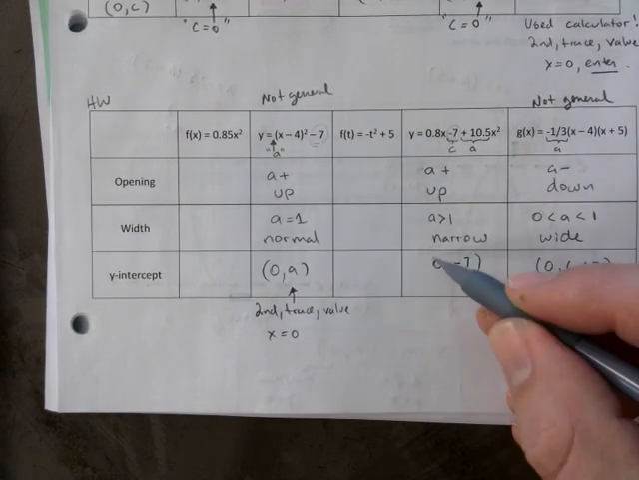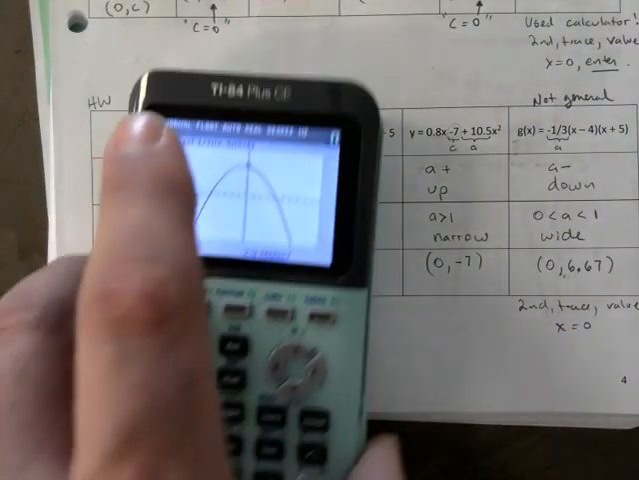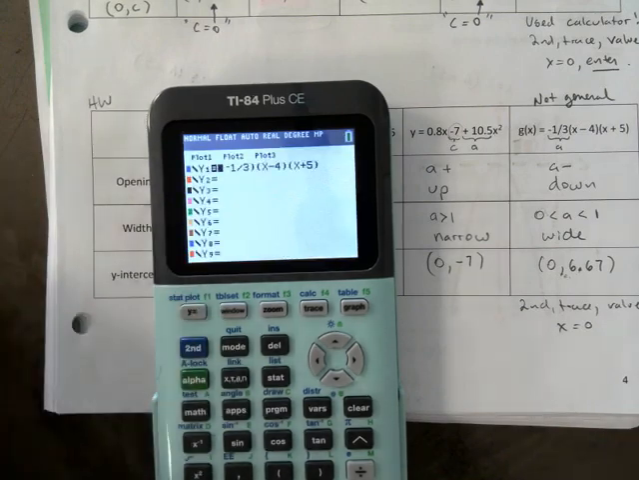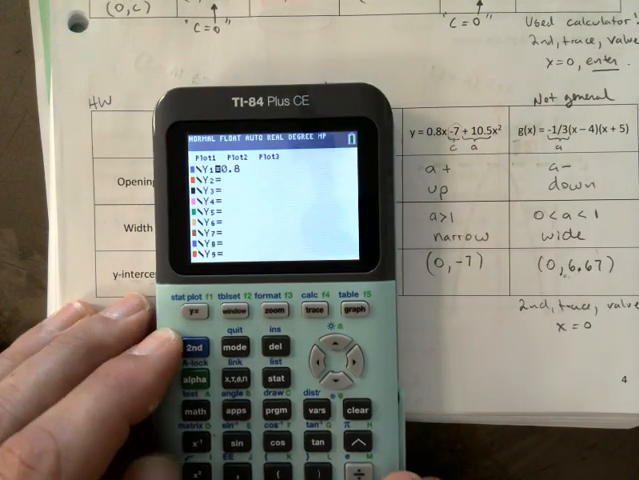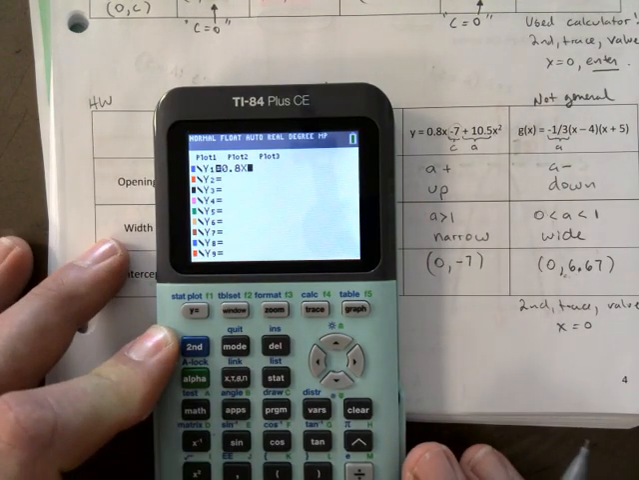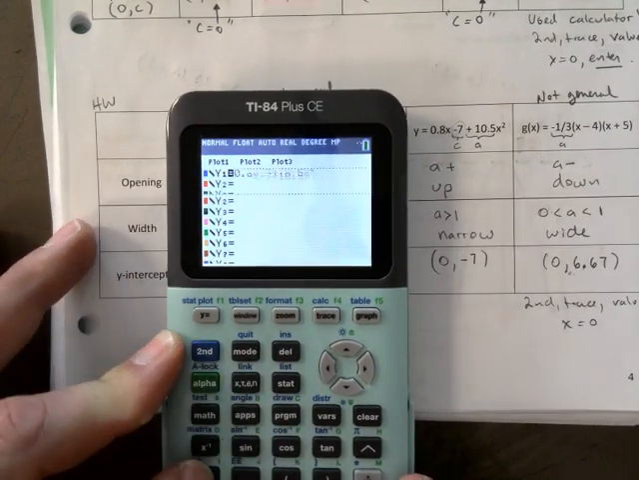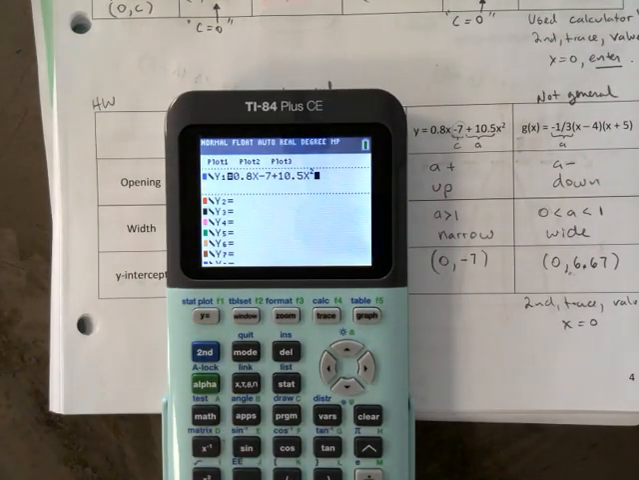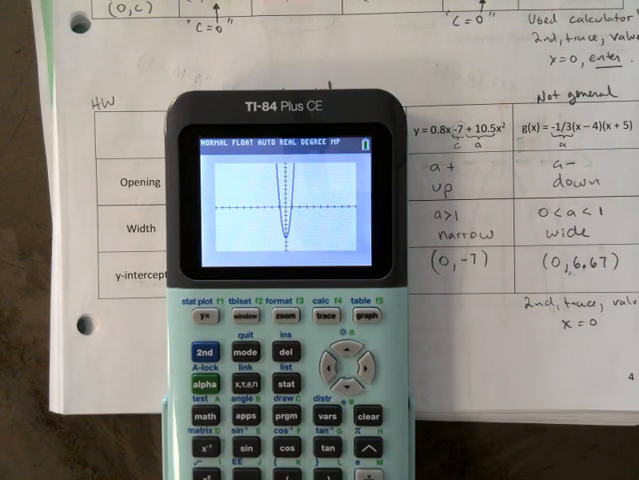Let's double check that. I want you to get really good at typing stuff into your calculator, okay? So let's go y equals, clear whatever is there. Type it in exactly the way you see it. 0.8x minus 7 plus 10.5x squared. Hit graph. You can tell it's kind of narrow, right? It's narrower than what we had before.